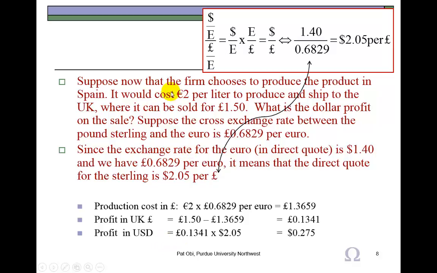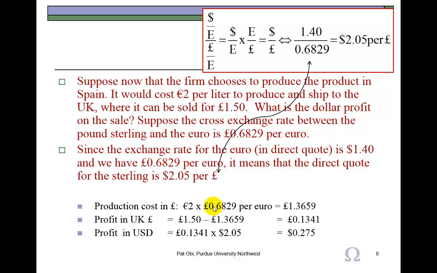But it says here, if the firm chooses to produce the product in Spain, where it'll cost 2 euros, and then sell it in the UK for £1.50, what's going to be your profit in US dollars? Obviously the owner of this business is an American company. So now we have to make a choice. We can either express everything in euros, which is the producing country, or in pound sterling, which is the selling country. I say let's do it in the selling country, because that's where our bread is buttered, so to speak.